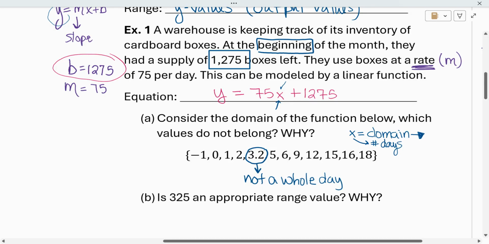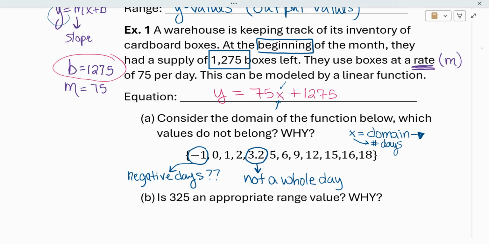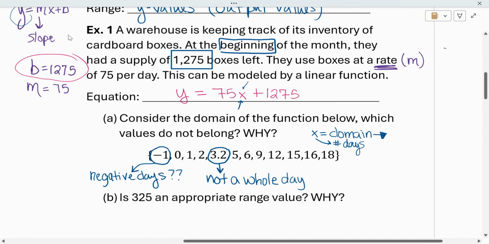Okay. What else looks weird? -1. Yeah. What does it look like to time travel, right? Can we have negative days? No, we can't. We don't go back in time. So those are the two values that don't work. Why? Well, we can't have negatives and we can't have decimals.